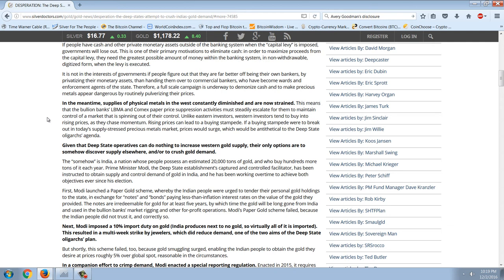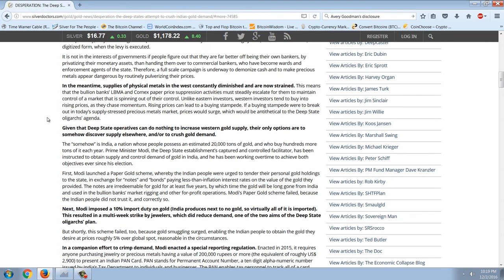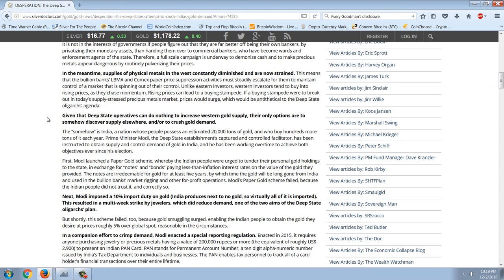Therefore, a full-scale campaign is underway to demonize cash and to make precious metals appear dangerous by routinely pulverizing their prices. In the meantime, supplies of physical metals in the West, constantly diminished, are now strained. This means that the bullion banks, LBMA, and COMEX paper price suppression activities must steadily escalate for them to maintain control of a market that is spinning out of their control.